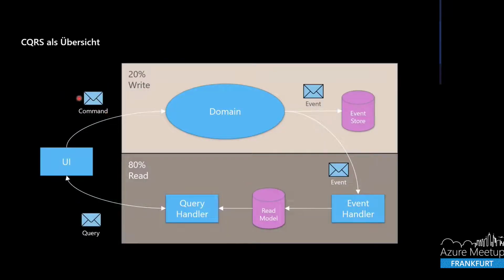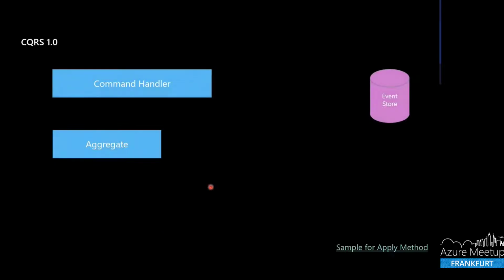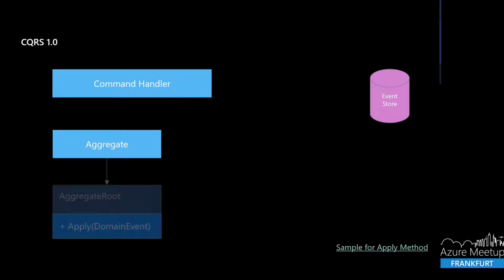We have this command here, and in front of this arrow, we have the command handler. The command handler is the entry point for this domain. This command handler is connected to the event store and knows any aggregate here. Remember, an aggregate is, for example, a contract.